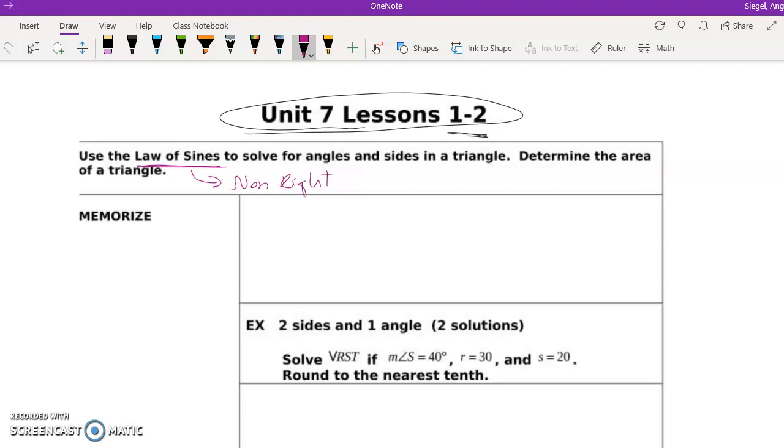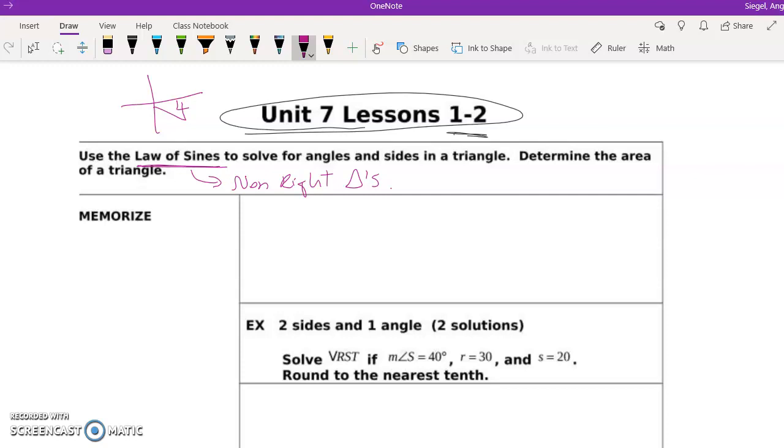Think about everything that we've talked about in trig for the most part. It has dealt with some form of a right triangle, whether on a coordinate plane or with angle of elevation or angle of depression. We have been in the realm of right triangles, and today we're going to go away from that.